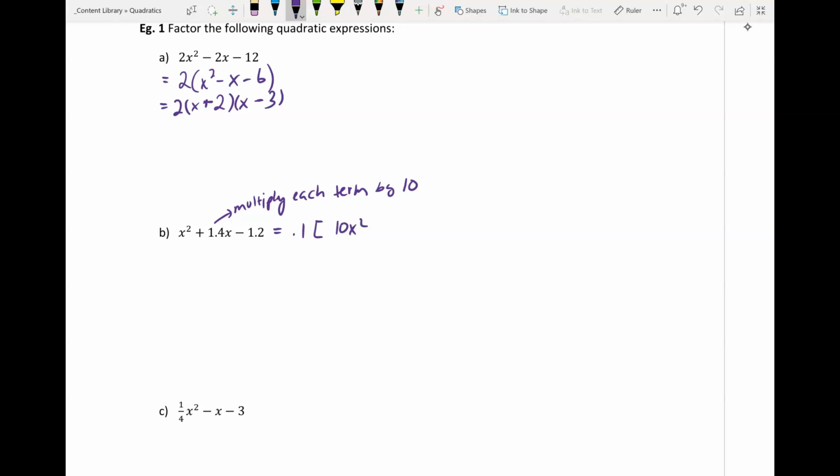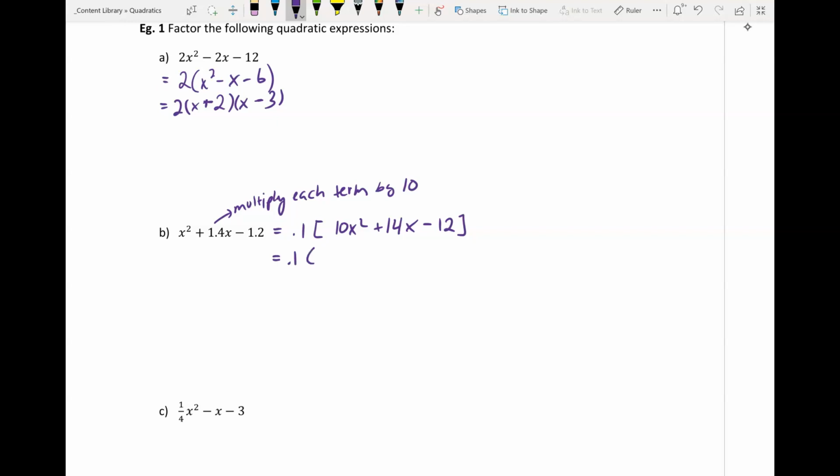10x squared because I'm multiplying x squared by 10. Then I have 14x because if I multiply 1.4 by 10, I'm going to get 14. Then lastly, multiplying 1.2 by 10, I get 12. And now we're going to factor this inner part here, which looks very similar to the last one.